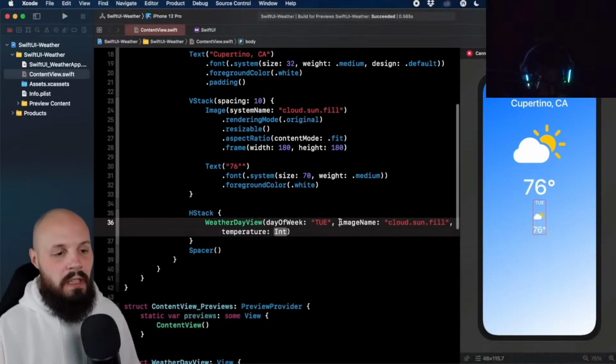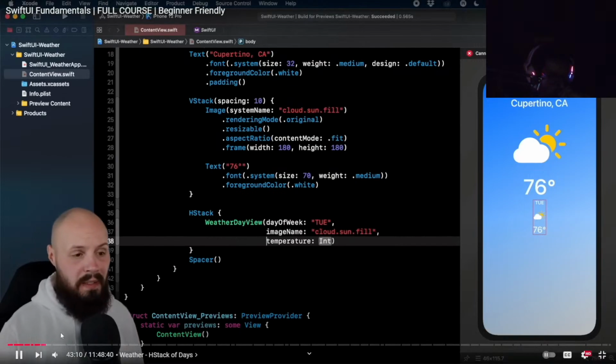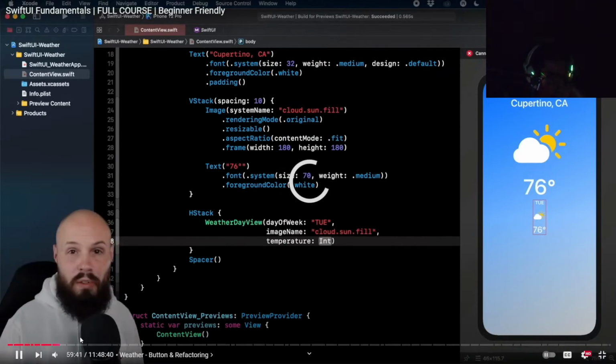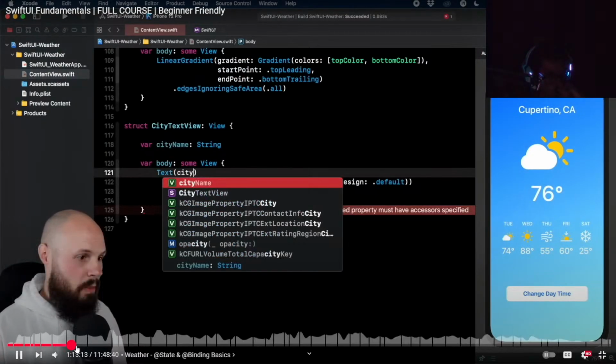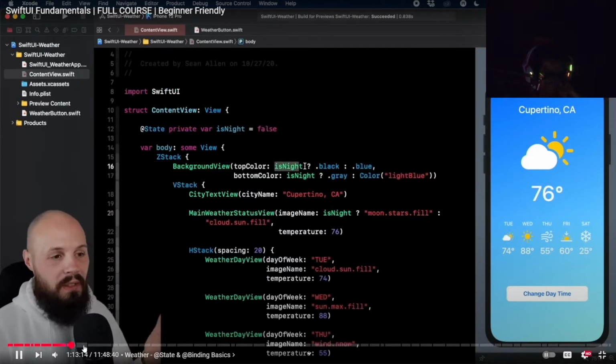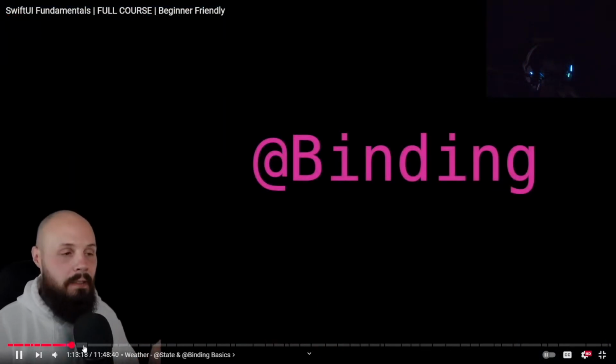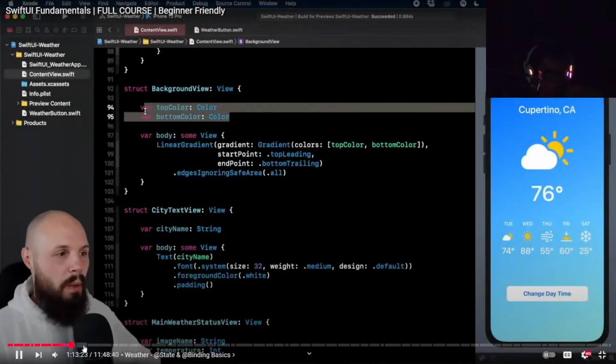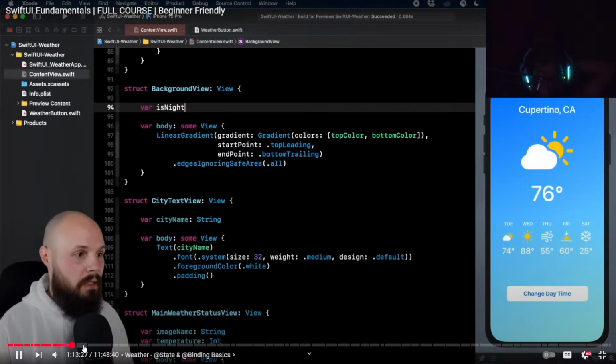And like I said, sometimes the parameters can get long. I'd like to put return there. Now, if your parameters are getting long, we can just do city name even more, so we don't have to, because this is kind of messy, and it's going to introduce binding. Okay, so let's go down to our background view. We don't want to pass in a top color and a bottom color. We want to pass in var isNight, and that is a bool.